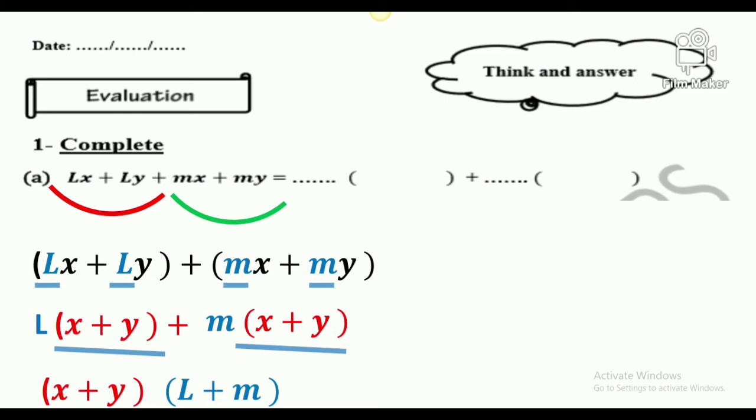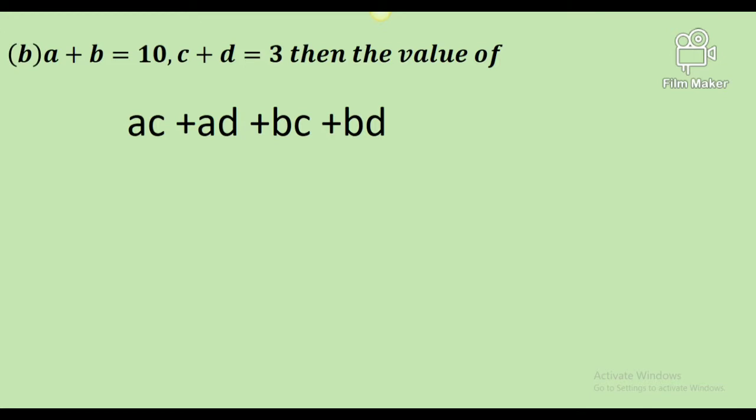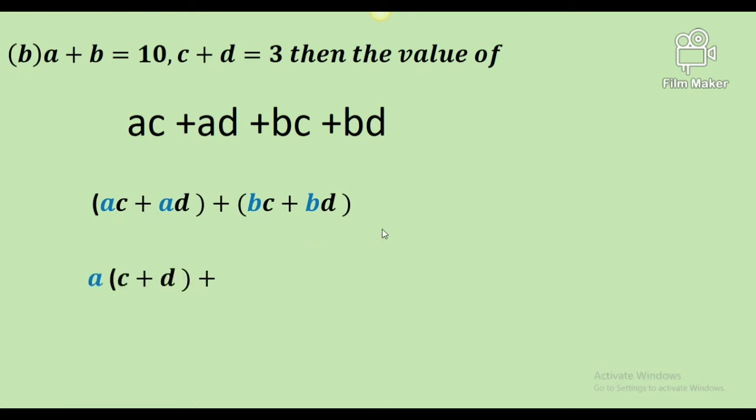Our evaluation exercise B. Let's factorize this algebraic expression. But at first, do you note anything? Here, a is a repeated factor, a common factor, and here b is a common factor. So from the first two algebraic terms, we will take a as a common factor. The remainder is c plus d. And here, we will take b as a common factor. So the remainder is c plus d.